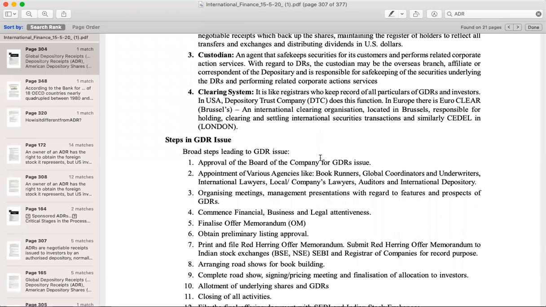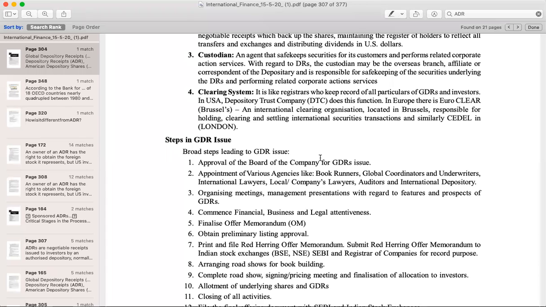Then we said custodian is appointed by the depository. Please remember, company appoints the lead manager, company appoints the depository, company appoints the collecting bank, but who in turn appoints the custodian? Therefore, company appoints everybody else except custodian. Custodian is appointed by the depository, that is appointed by the company, issuing company.